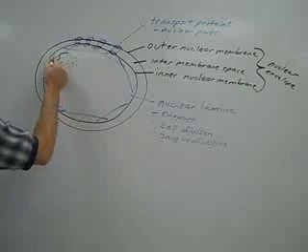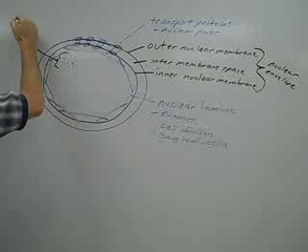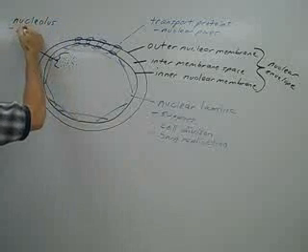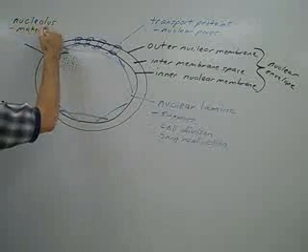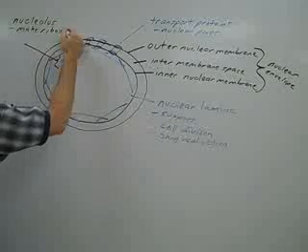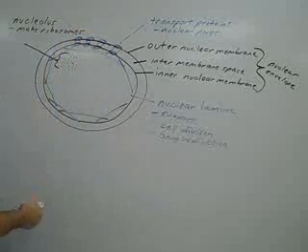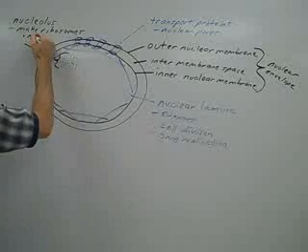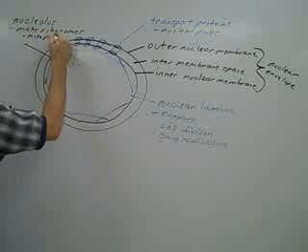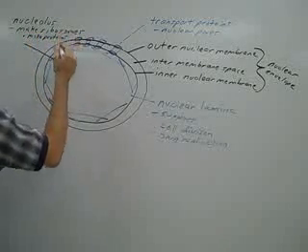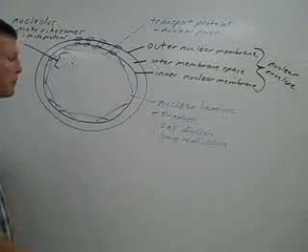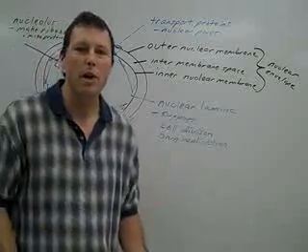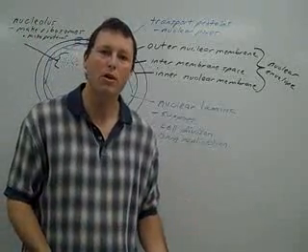So let's go ahead and give that a name. We're going to call that the nucleolus. Its job is to make ribosomes. And ribosomes are small proteins that make other proteins. These ribosomes, after they're formed, get transported out through the nuclear pore and into the cytoplasm where they actually perform their function.